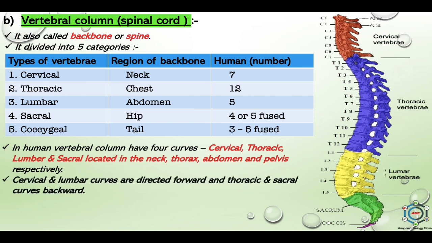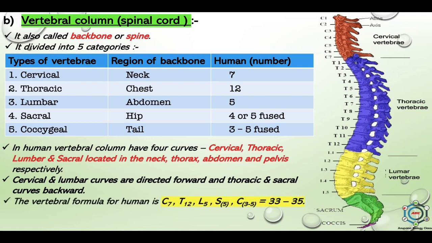Cervical and lumbar curves are directed forward. You can see in the picture the cervical and lumbar curves, and after that the thoracic and sacral curves, which show the backward direction. The vertebral formula for human is C7, T12, L5, S5. Here, the bracket indicates that these sacrals are fused, and after that C, that is coccygeal 3 to 5, which are also fused. So complete 33 to 35 vertebrae are present in the vertebral column in case of the human.